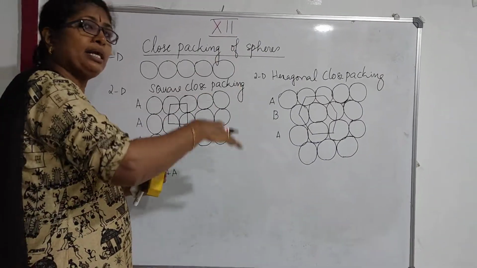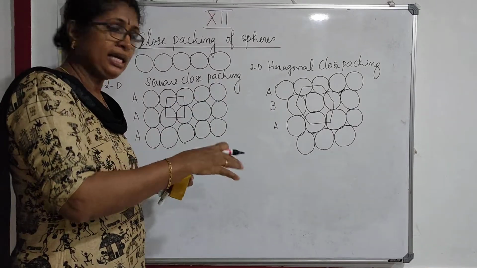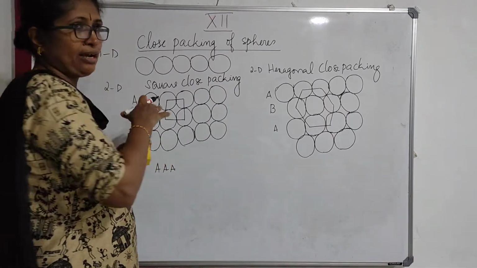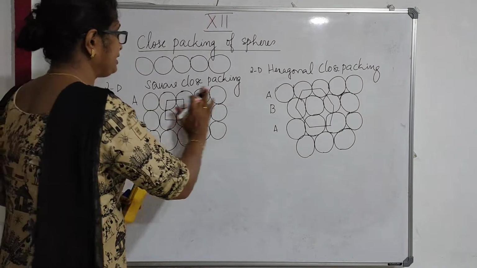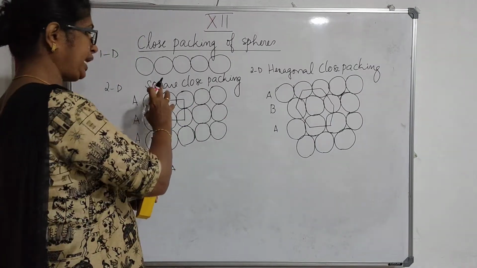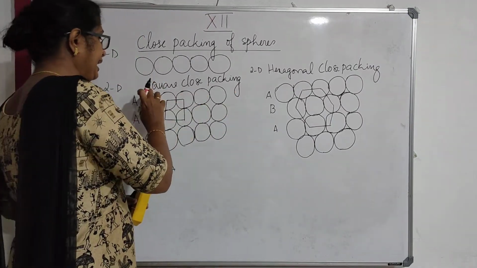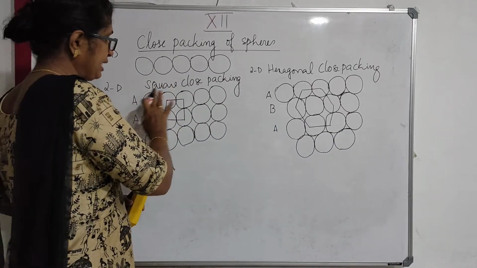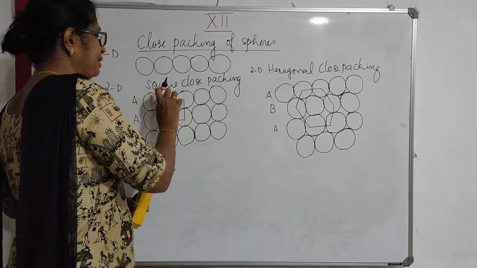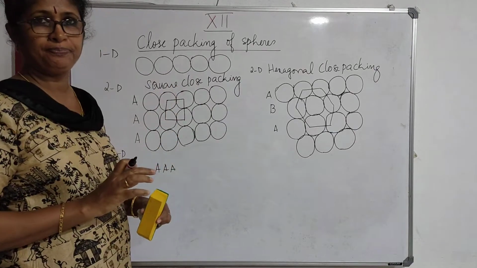Over that we keep the third layer as in the first layer. The way we placed spheres in the first layer, the A layer, in the same way we place spheres over it.